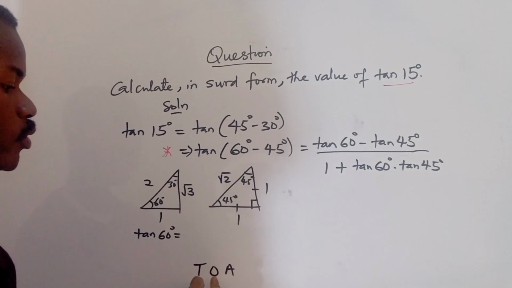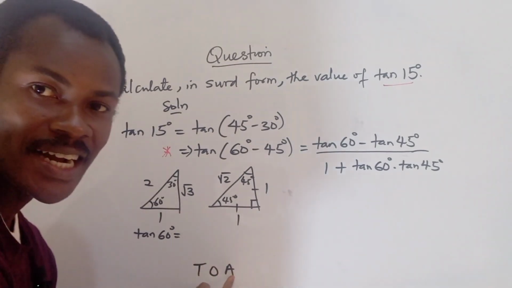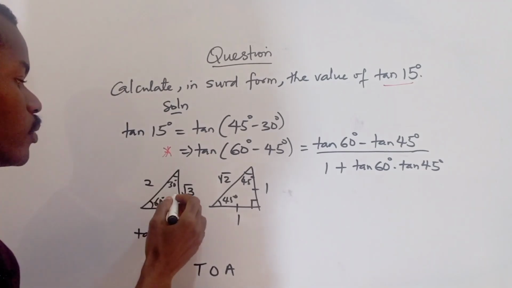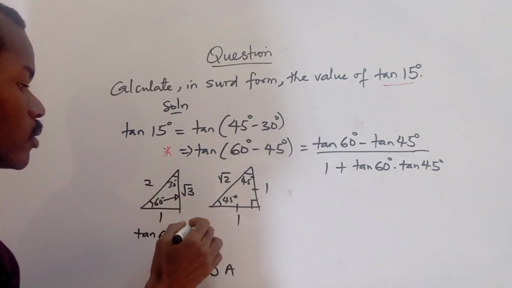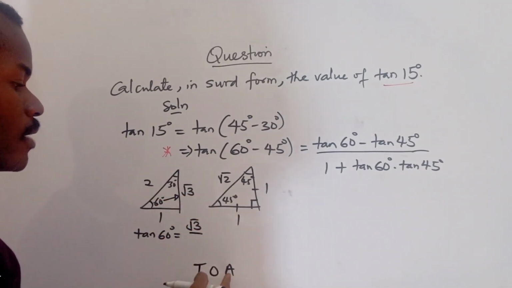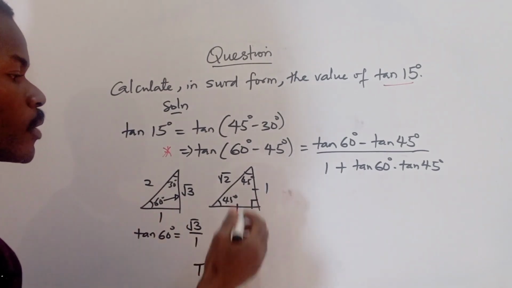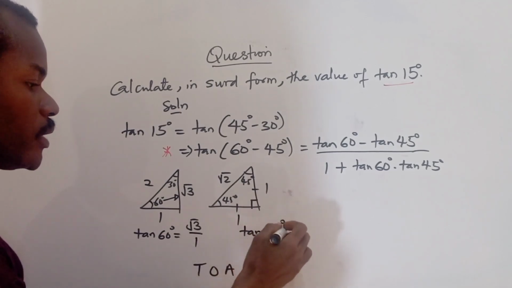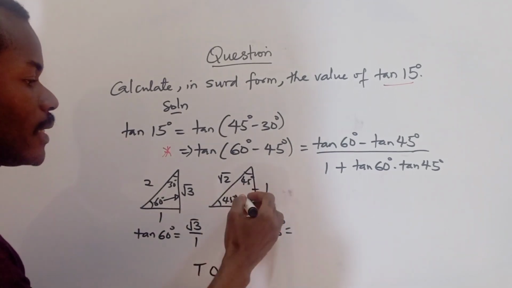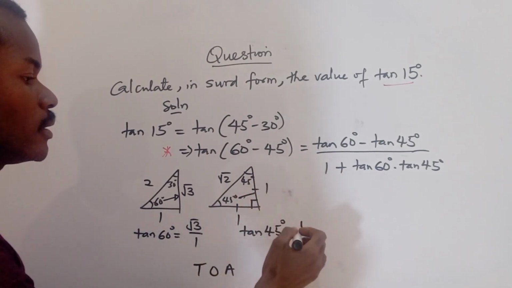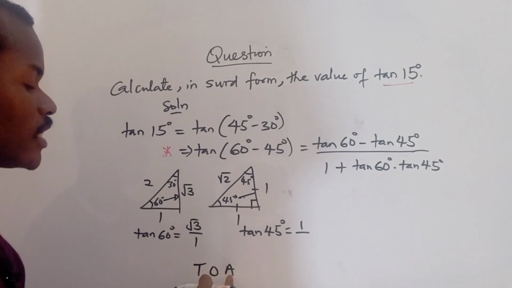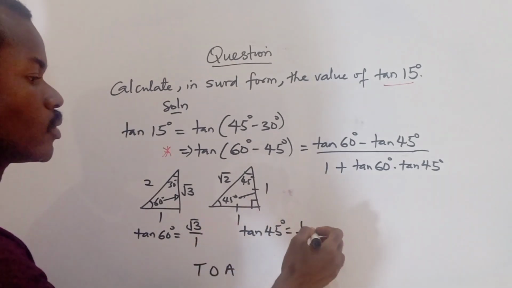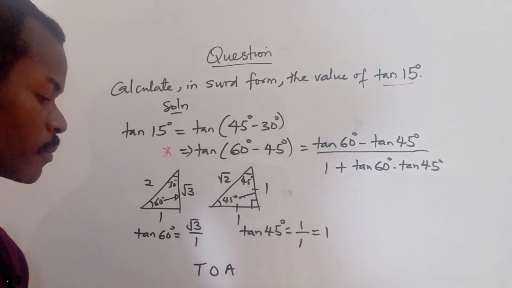We have the opposite divided by the adjacent. So this is the opposite side, which is square root of 3, divided by our adjacent here, which is 1. What about tan 45 degrees? Our opposite side is 1 divided by our adjacent side, which is 1. So 1 over 1 is 1.